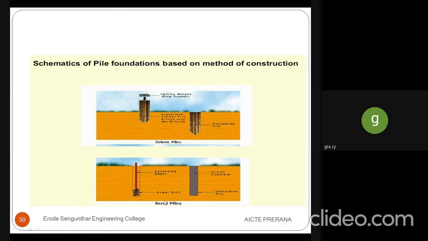While you go for bored piling, the bored pile is like this: an auger drill, and then the excavated shaft is like this. After excavating the soil, we have to fill the excavated area with reinforcement rods, and the concrete should be filled. See here, it is in situ concrete, filled in this area, and here we can see the completion of the pile.